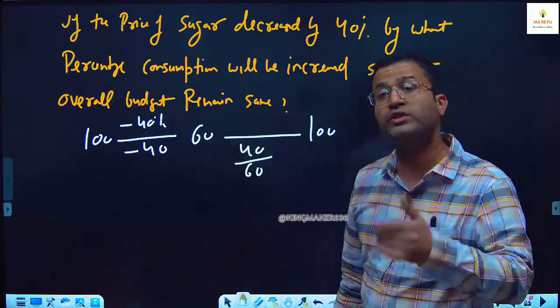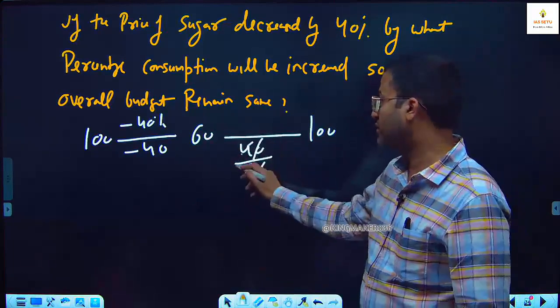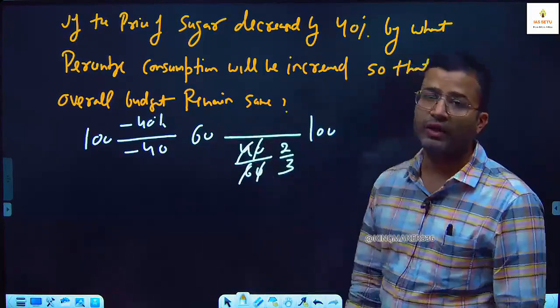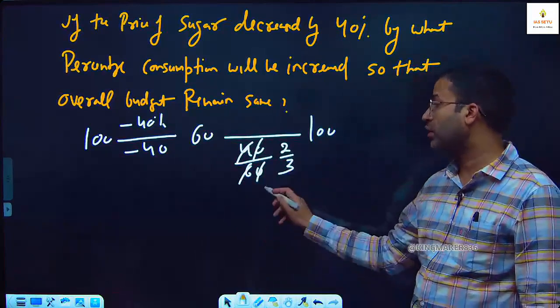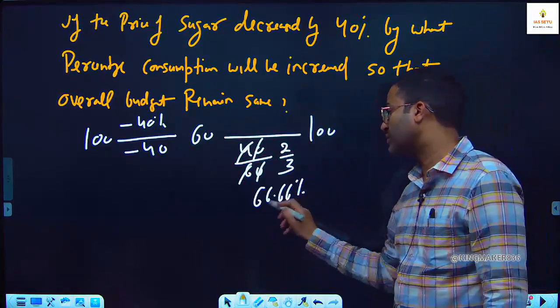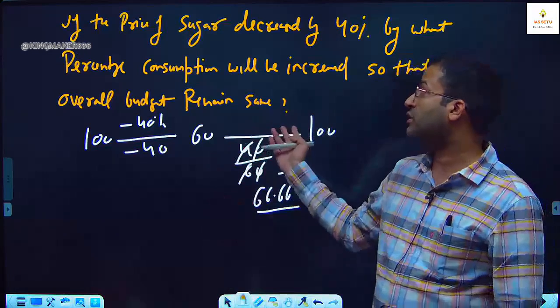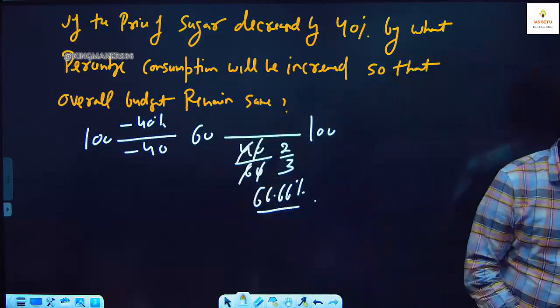मुझे 60 के ऊपर 40 बढ़ाना है. 0, 0 cancel. It is 2 by 3. 1 by 3 is 33.33%, 2 by 3 is 66.66%. So here consumption will be increased by 66.66%.